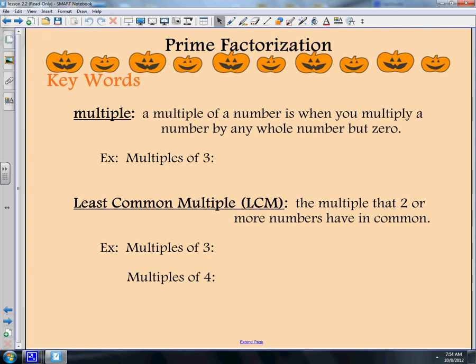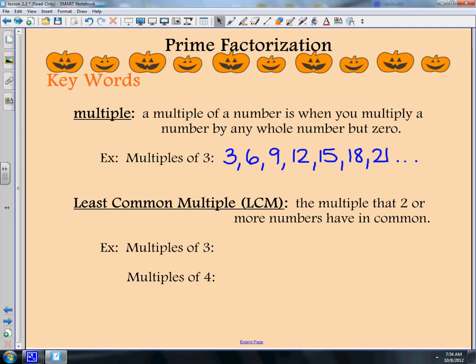First, we have multiple. And when you think of multiple, you should think of multiply. I want my number to go up. I want it to multiply. A multiple of a number is when you multiply a number by any whole number but 0. So the multiples of 3 are 3, 6, 9, 12, 15, 18, 21, and so on. So those are multiples. So you're going to multiply the number.